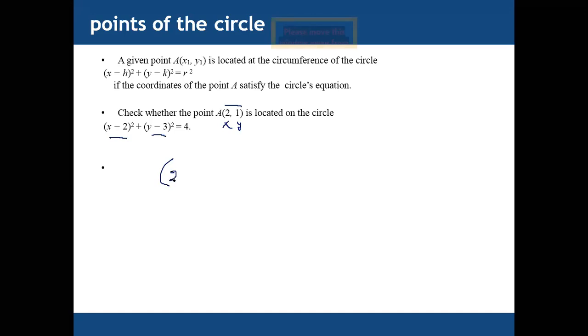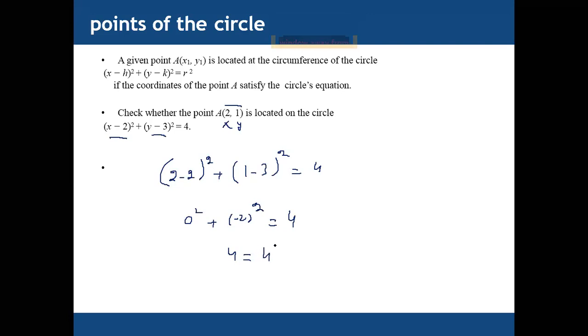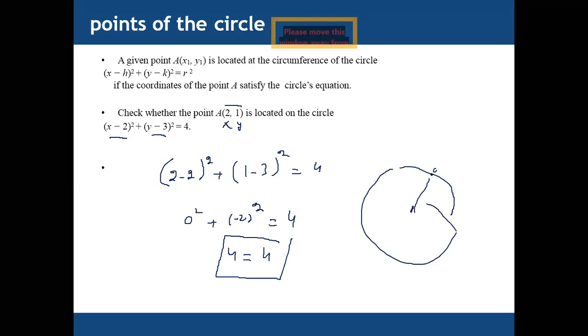So we have 2 minus 2 whole square plus y minus 3, y is 1, minus 3 whole square equal to 4. So 2 minus 2 is 0, plus 1 minus 3 is minus 2 whole square equal to 4. So 0 square plus minus 2 square is 4. So 4 equal to 4. This means that these points lie on the circumference of a circle. Okay.